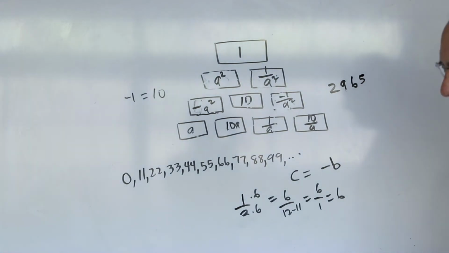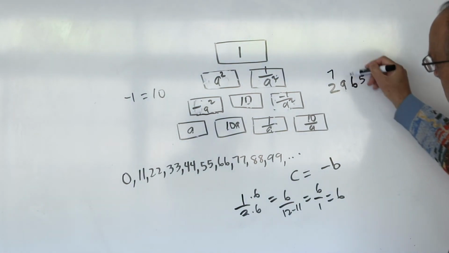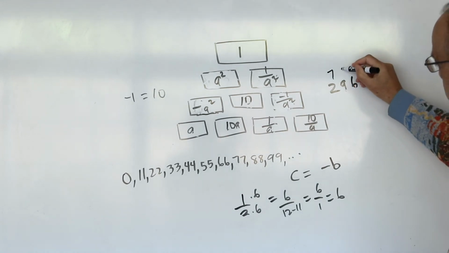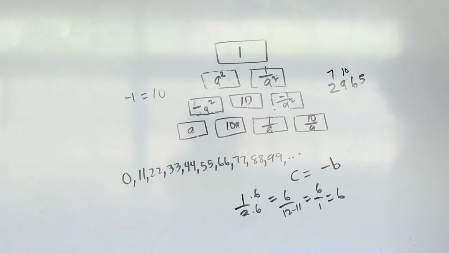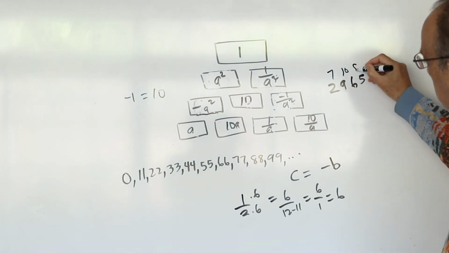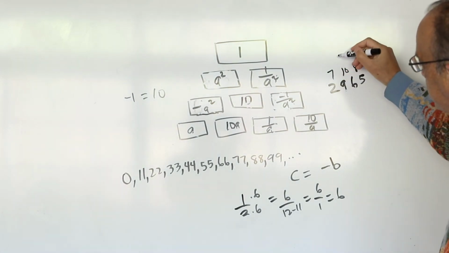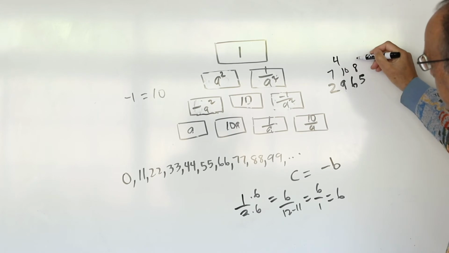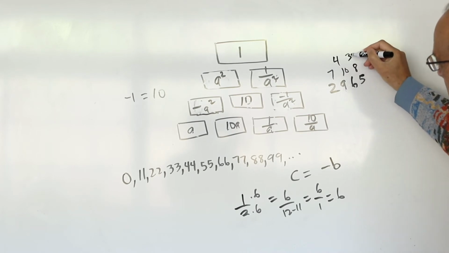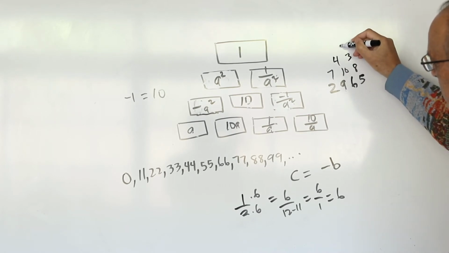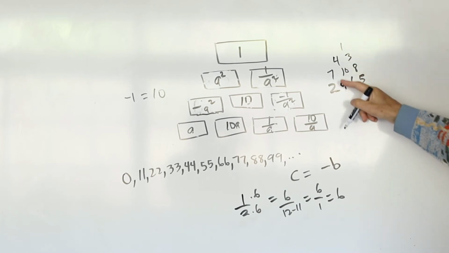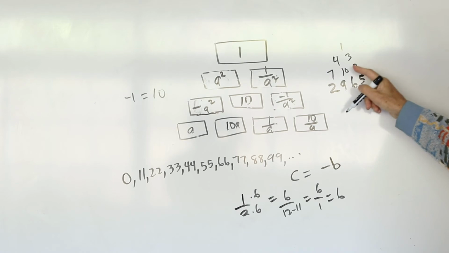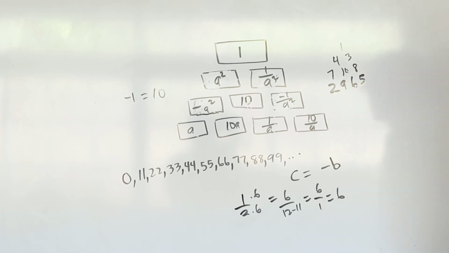2 times 9 is 18. Take away 11 is 7. We already know this is going to be 10. 6 times 5 is 30. Take away 22 is 8. 70 take away 66 is 4. 80 take away 77 is 3. And 4 times 3 is 12. Take away 11 is 1. So we have a solution. 1, 2, 3, 4, 5, 6, 7, 8, 9, and 10.